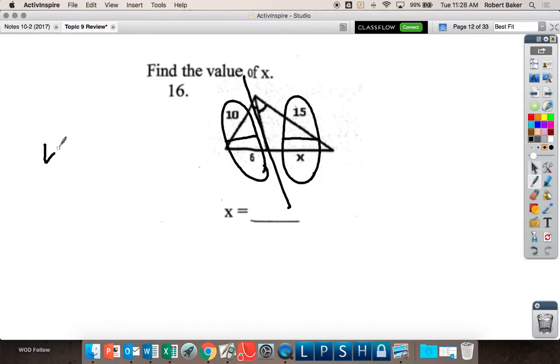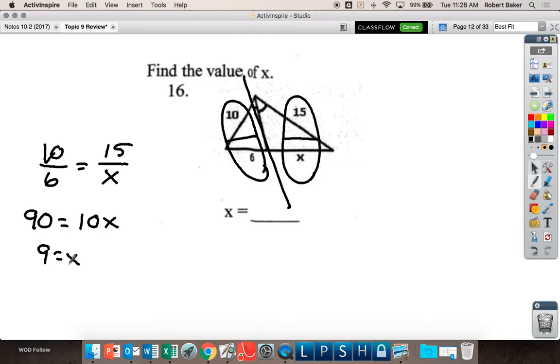So you have 10 over 6 equals 15 over x. 15 times 6 is 90. 10 times x is 10x. Divide both sides by 10, and you get 9 equals x. Easy peasy, fresh and squeezy, right?